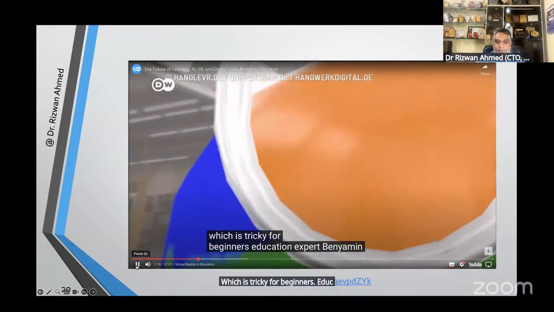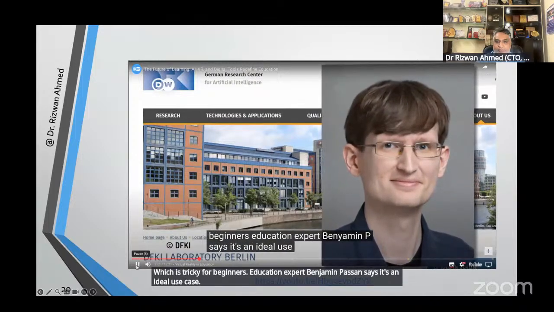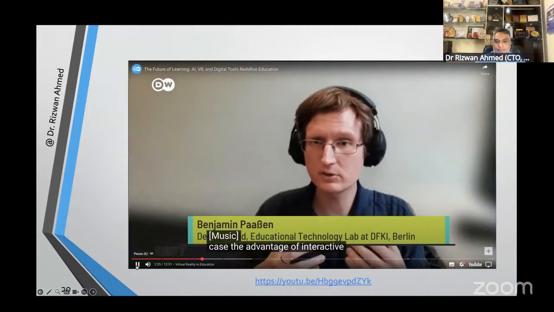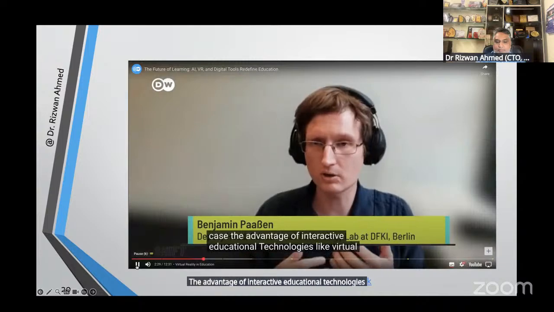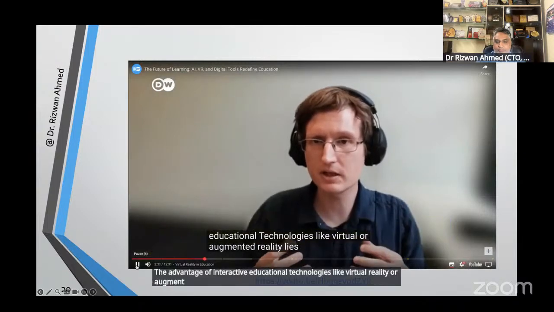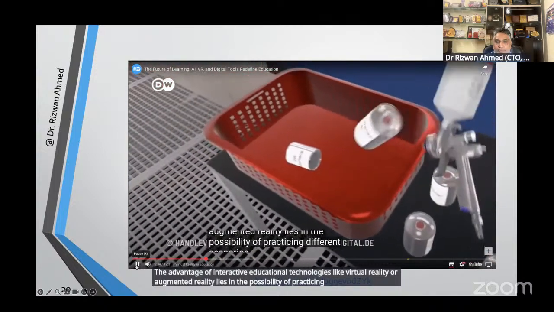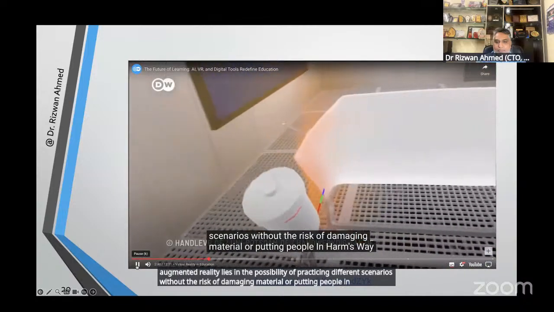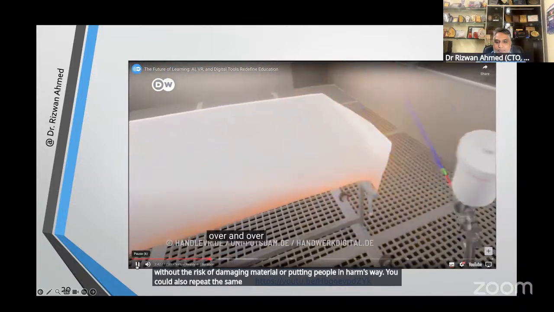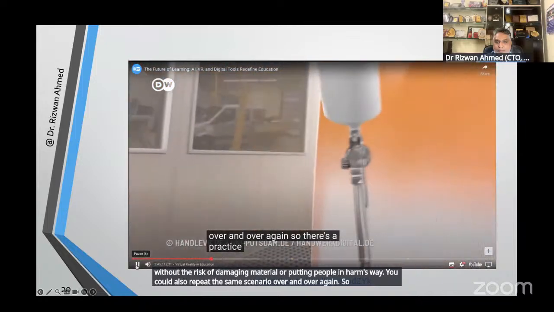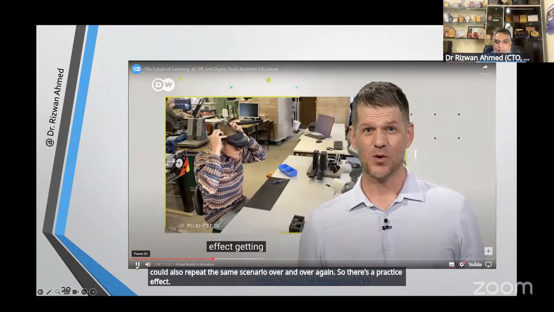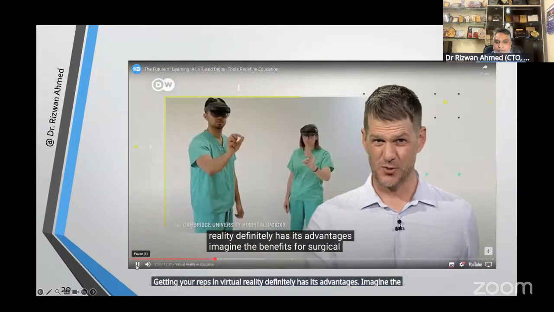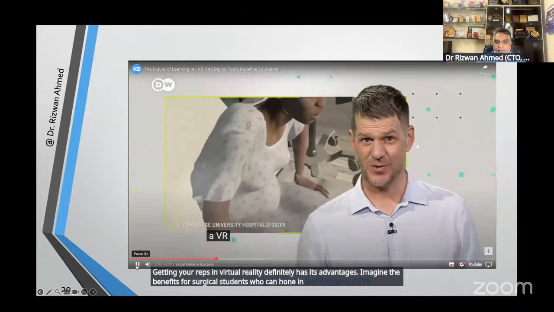Education expert Benjamin Passen says it's an ideal use case. The advantage of interactive educational technologies like virtual reality or augmented reality lies in the possibility of practicing different scenarios without the risk of damaging material or putting people in harm's way. You can also repeat the same scenario over and over again, so there's a practice effect. Getting your reps in virtual reality definitely has its advantages. Imagine the benefits for surgical students who can hone their skills in a VR environment.